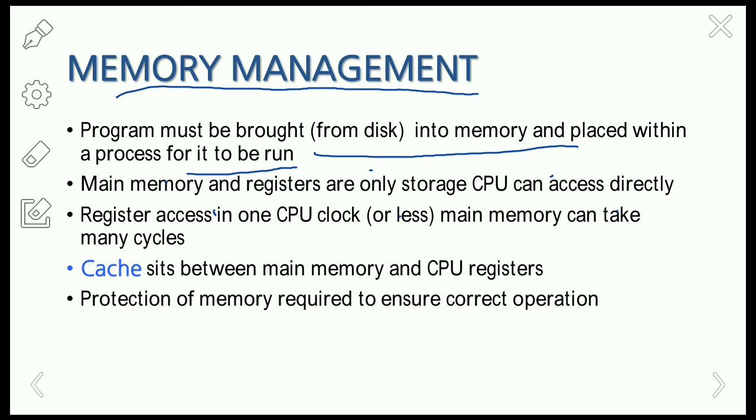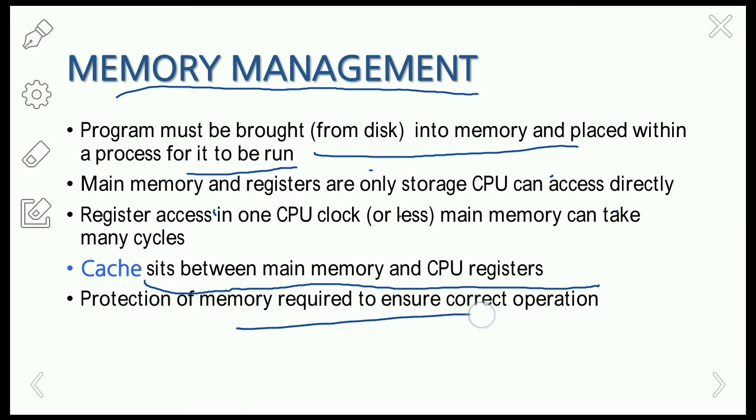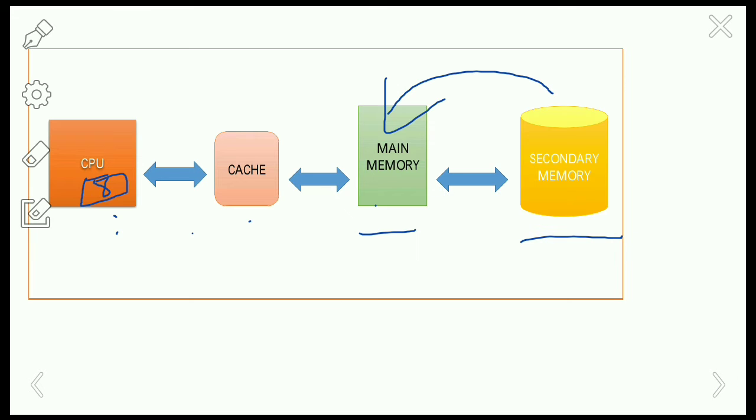Register access takes one CPU clock or less, while main memory can take many cycles. Cache memory sits between the main memory and CPU registers. The protection of memory is required to ensure correct operation. So these are the different types of memory storage devices in the system.